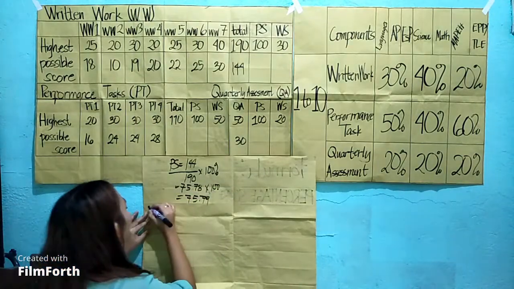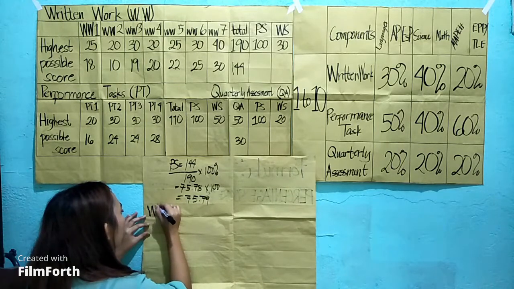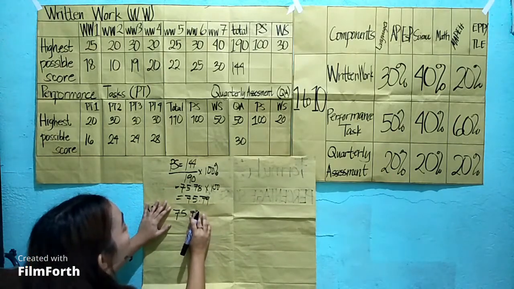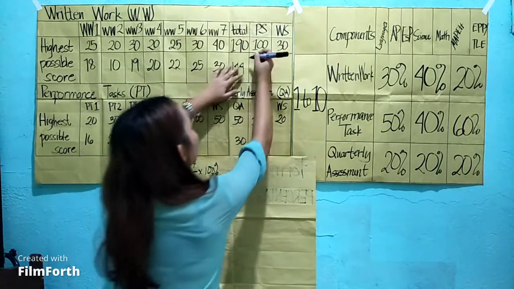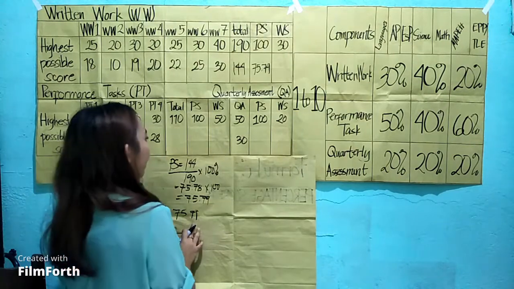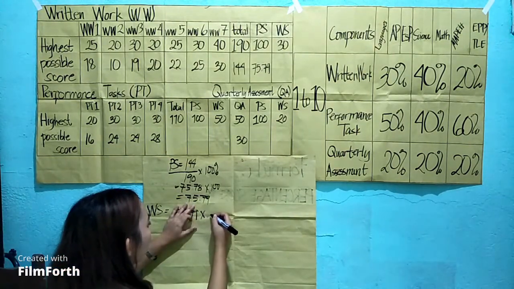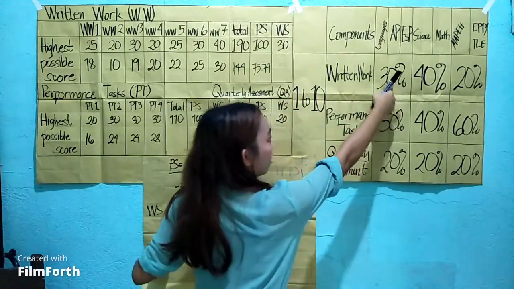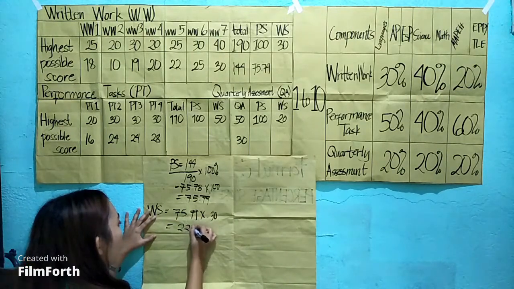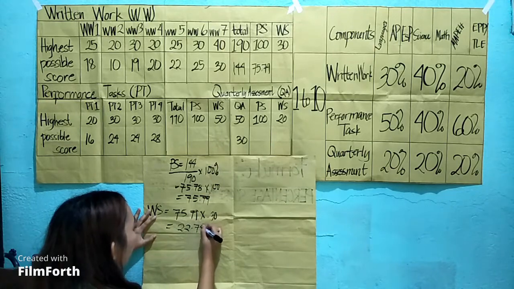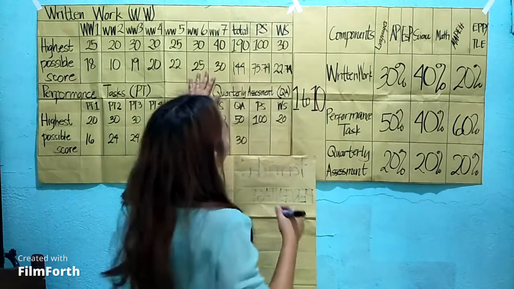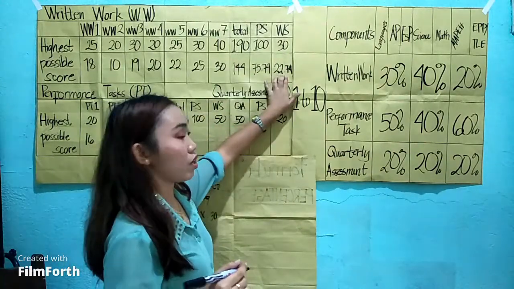So now the weighted score. We're going to put the percentage score there. 77.78 times the written work, which is 30%, 0.30, is equal to 23.33. This is the weighted score in written work.